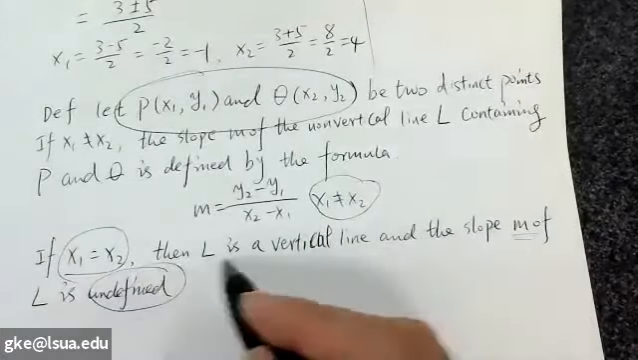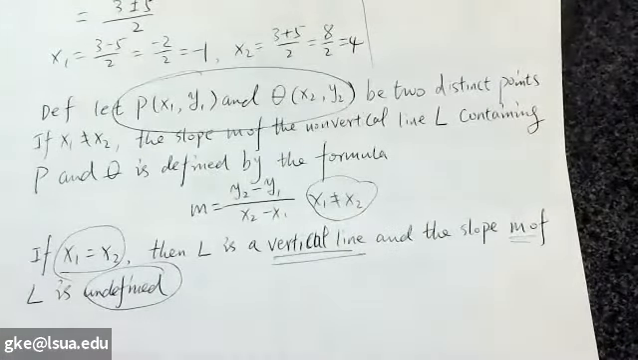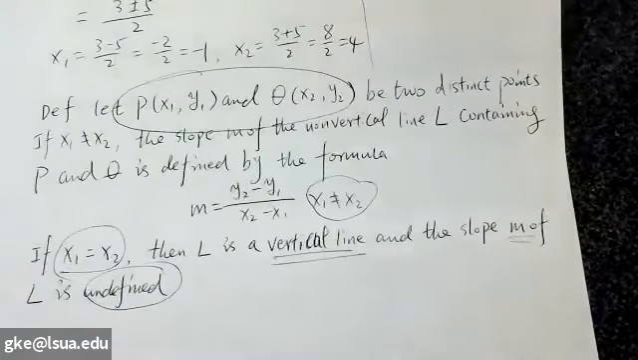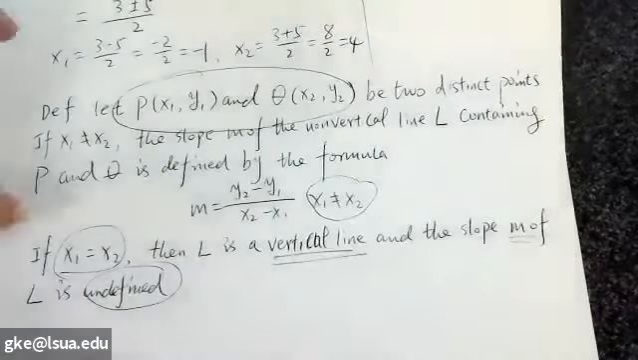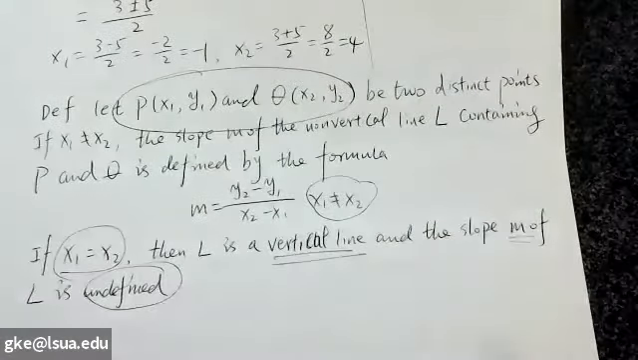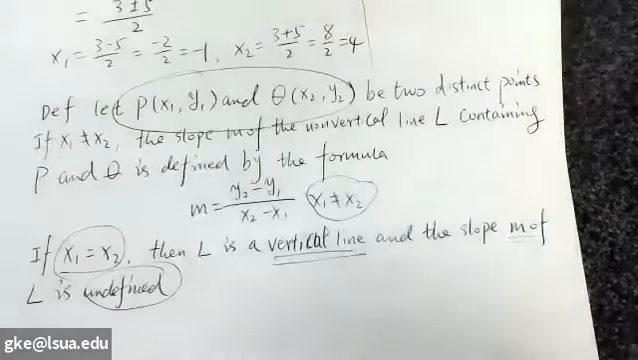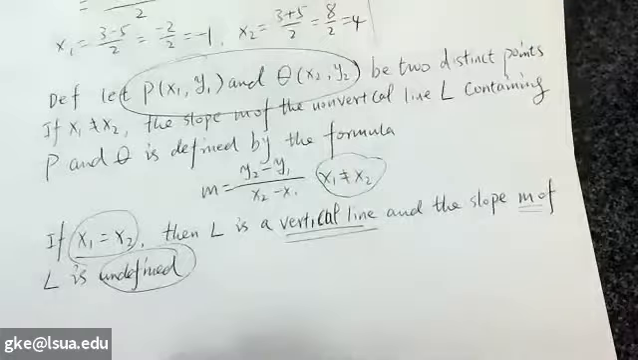And for this case, L is a vertical line. Now I'm going to draw the picture for you. The first thing I want to draw is the general case, if x1 doesn't equal x2. So let's take a look.